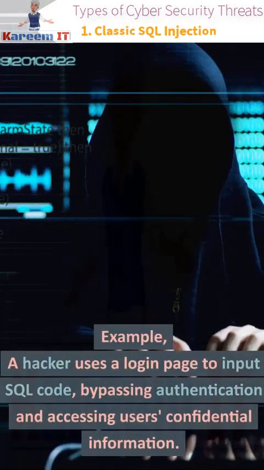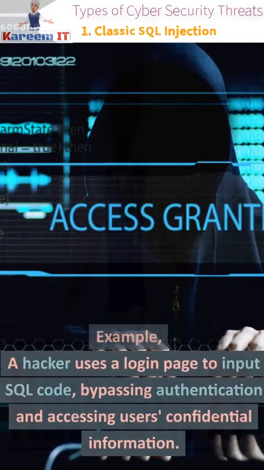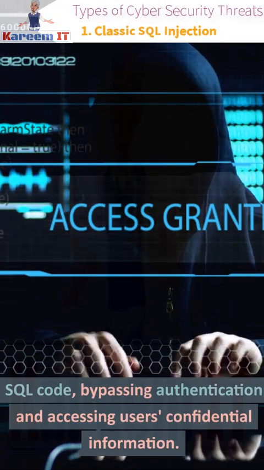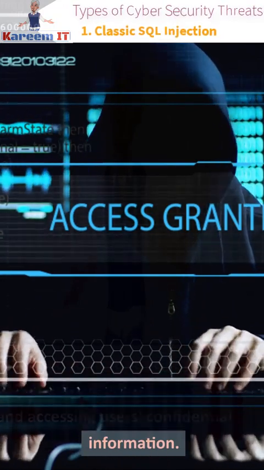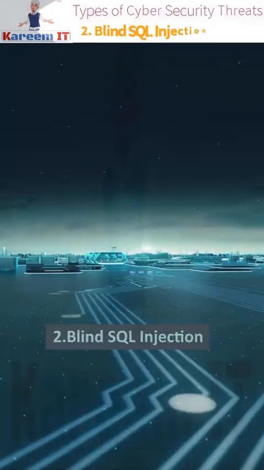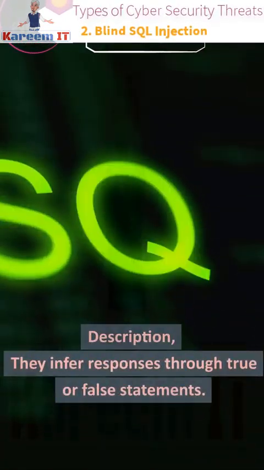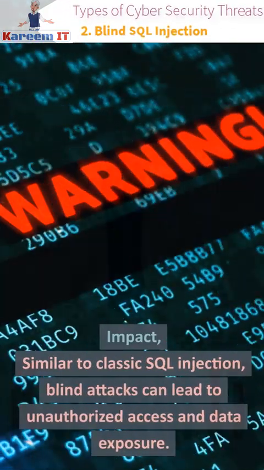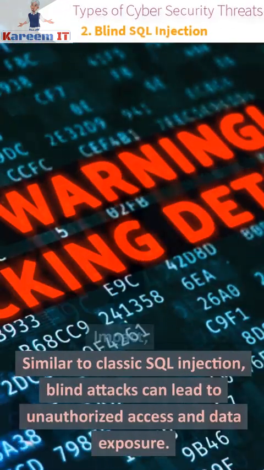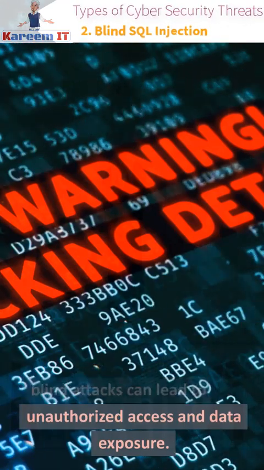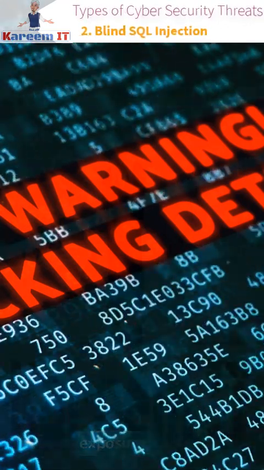Example: a hacker uses a login page to input SQL code, bypassing authentication and accessing users' confidential information. 2. Blind SQL injection. Description: they infer responses through true or false statements. Impact: similar to classic SQL injection, blind attacks can lead to unauthorized access and data exposure.